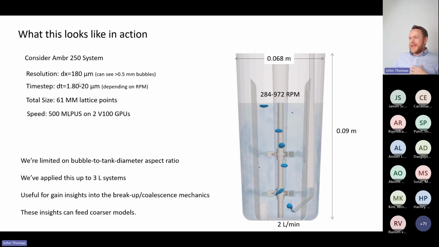So again, what's the price we pay? This had a resolution of 180 micrometers. So I can see probably up to about a 0.5 millimeter diameter bubble. Anything smaller than that, I can't see.